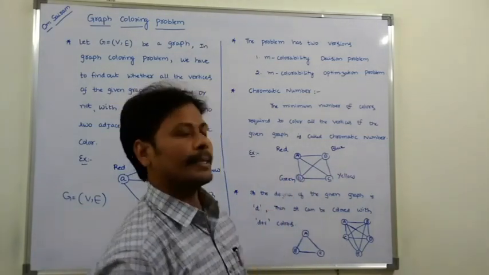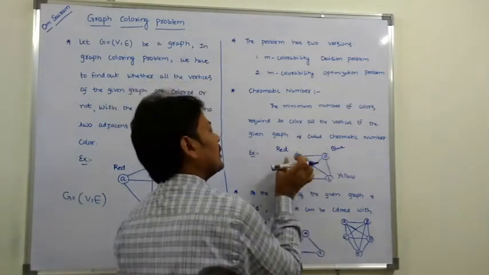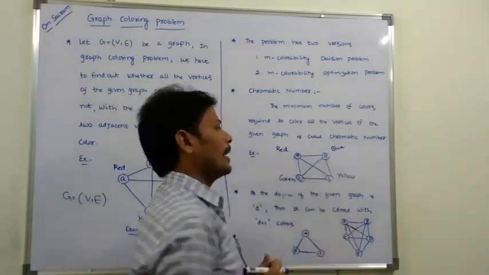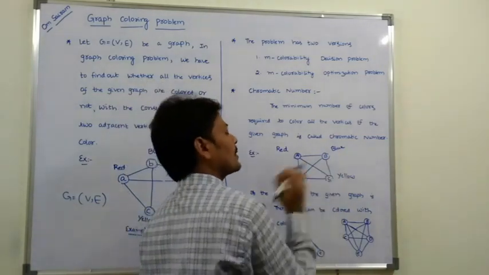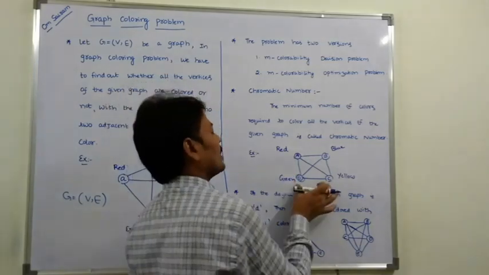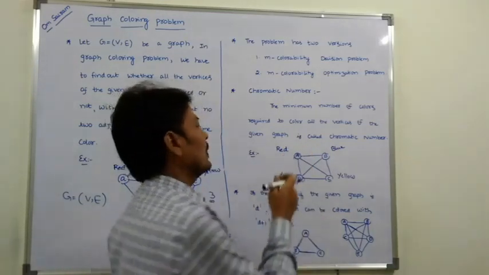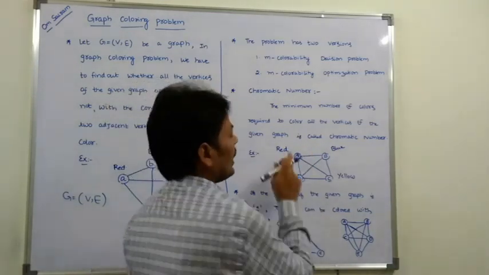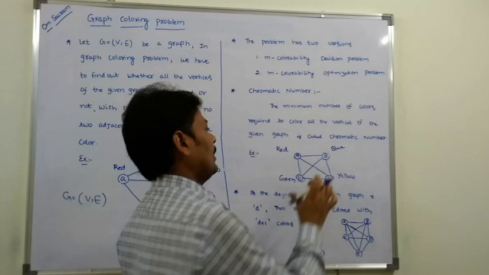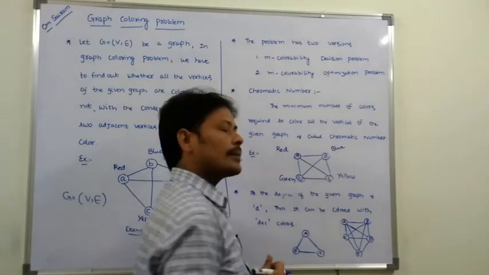Check whether the condition is satisfied or not. A and B are adjacent, so these 2 vertices do not use the same color. Next, B and C are adjacent, and these 2 vertices do not use the same color. C and D are adjacent, so they do not use the same color. A and D are adjacent, and they do not use the same color. A and C are adjacent, and they do not use the same color. B and D are adjacent, and they do not use the same color.